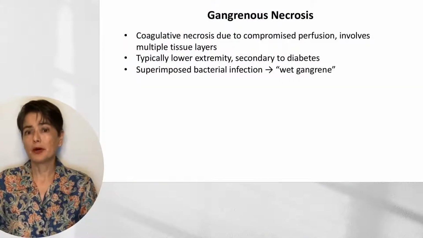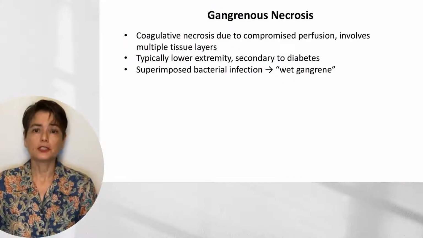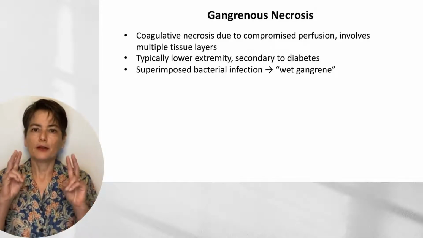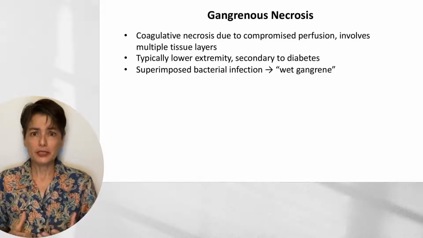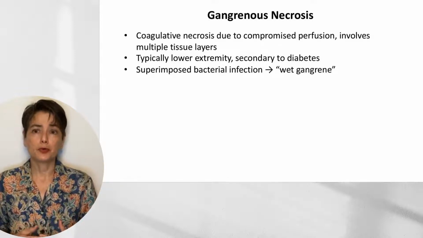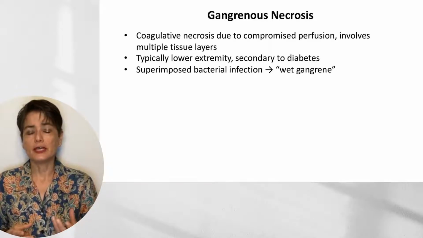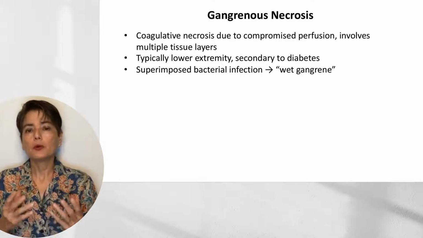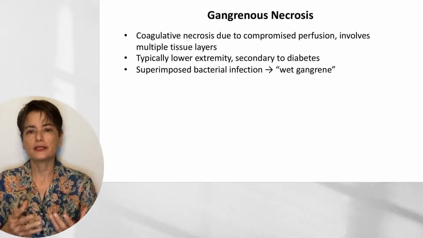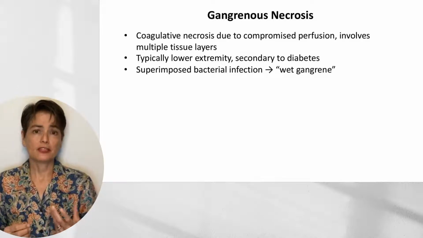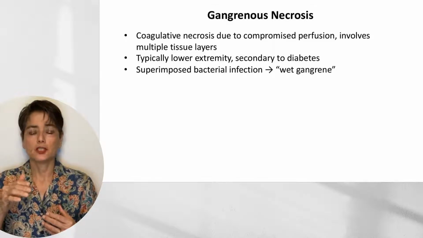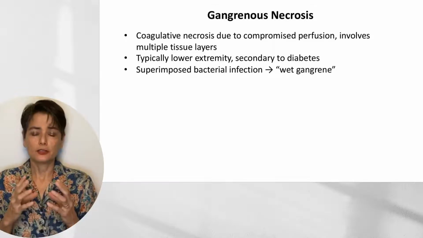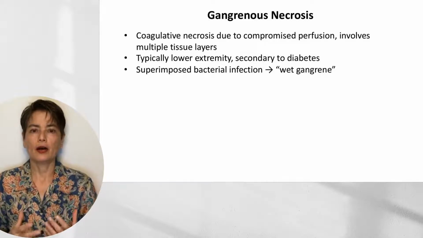Now, there's a particular type of coagulative necrosis that we call gangrenous necrosis. It's not an official term, but it's used so commonly in clinical practice, it's useful to know. And what we see here is coagulative necrosis due to compromised perfusion, and it involves multiple tissue layers. So when we think about coagulative necrosis of the kidney, it's just doing that particular tissue. When we talk about it in the context of gangrene, what we're seeing, for example, in the lower extremity, is that we'll have necrosis of the skin, the subcutaneous tissue, muscle, blood vessels, nerve. So there's just a very thickened area of necrosis.